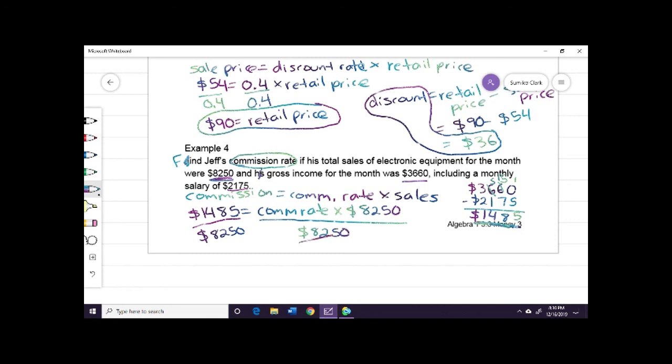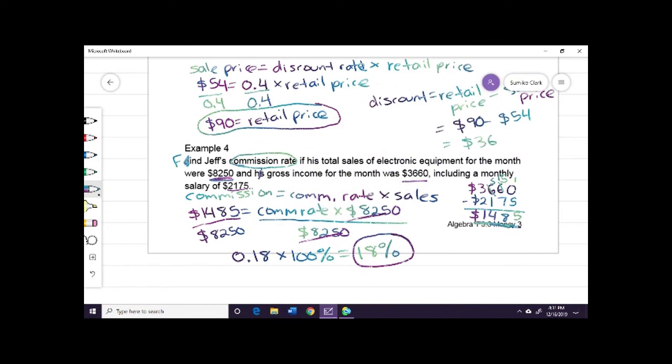Right? These two cancel out, leaving just the commission rate. And then we can plug that into a calculator, and what you would come up with is 0.18 as the commission rate. Now we want to know a commission rate in percentage, so to convert this to a percent, we would multiply times 100%, which equals 18%. So Jeff's commission rate is 18%.